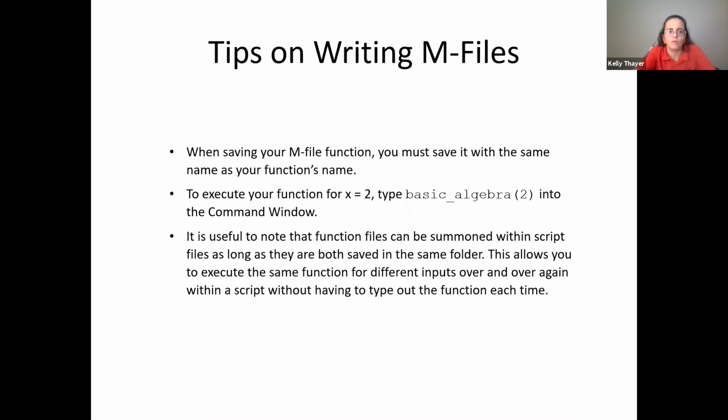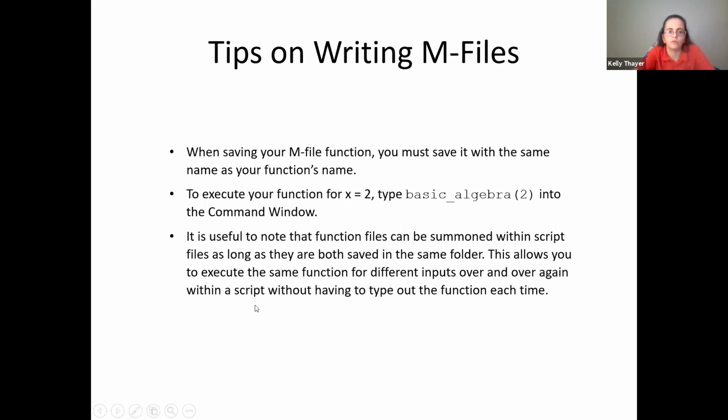When you save your M file function, you must save it with the same name as your function's name. Otherwise, it will be difficult to access it and may not be recognized. To execute your function for x equals 2, meaning that 2 is going to be your input, you type the function name with 2 as the input into the command window. This will call your M file and cause it to be executed. The output will be reported on your screen.